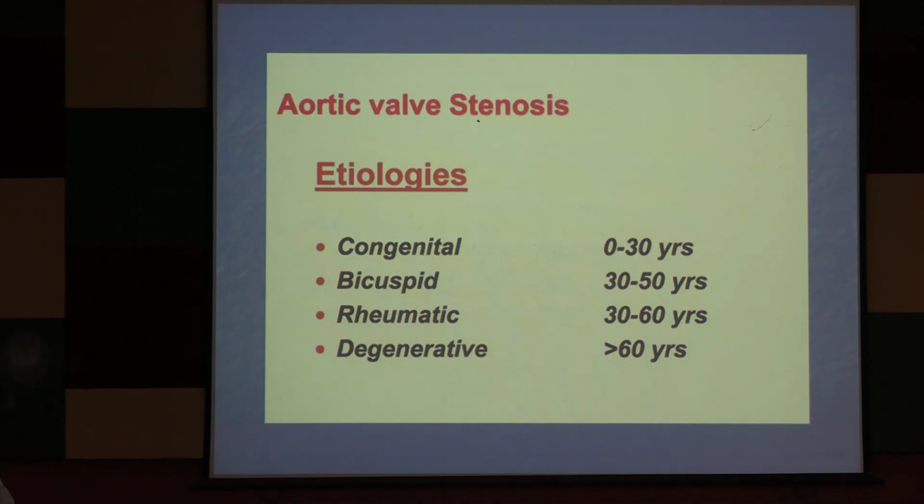It is a congenital heart disease, but mainly asymptomatic in that particular age group, it is usually symptomatic after the age of 30, but definitely it is detected on routine checkup in the age group of 10 to 15 years, but manifestations occur in the age group of 30 to 50 years. Congenital 0 to 30 years, bicuspid 30 to 50 years, rheumatic 30 to 60 years, and the degenerative more than 60 years.